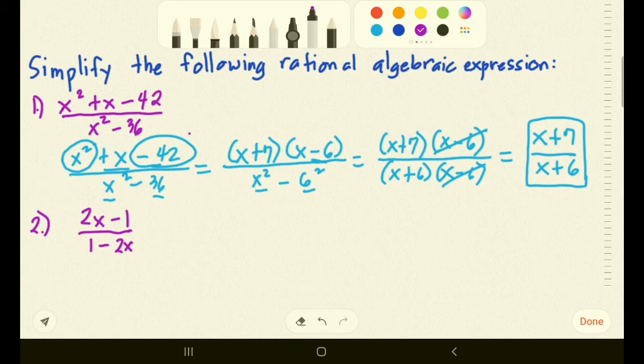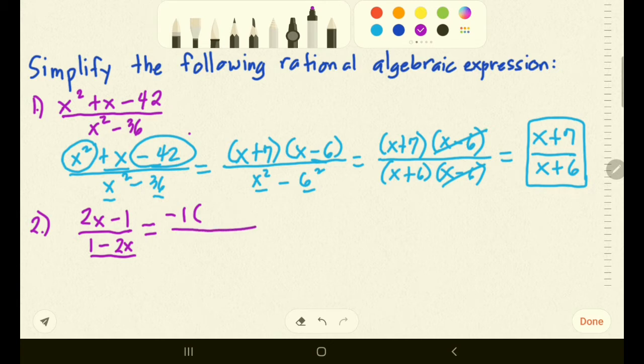But notice, class, for the numerator you have 2x here, and for the denominator it is 2x also, but they differ in sign. The same with 1. They differ in sign. So definitely, you're going to factor out negative 1 as the GCMF. Why is it I factor out negative 1? In order to get 1 minus 2x. Okay, let's do that.